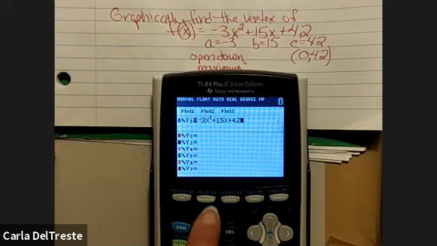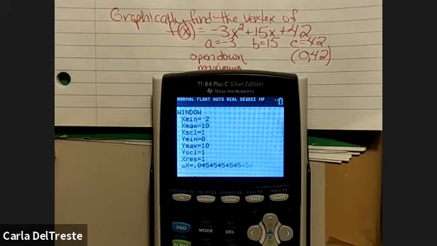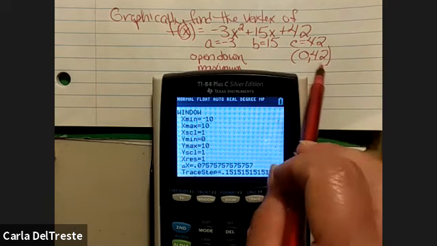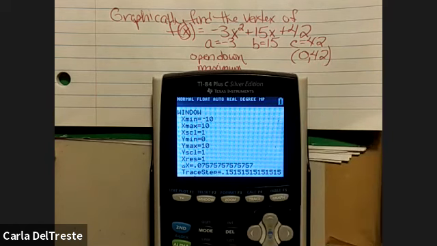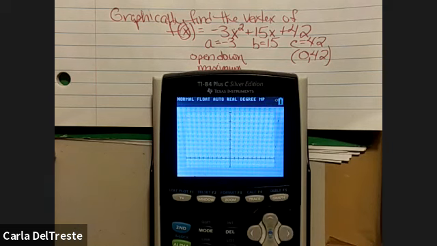Okay, I need to go to window so I can set an appropriate window. All right, maybe I'll switch back from negative 10 to 10 for my x's. But for my y's, I know I'm going to want to see 42, okay, at the very least. So maybe I'm going to go from, I don't know, negative 10 to 50. And maybe I'll count by tens. Let's see how this looks. So let's go to graph.